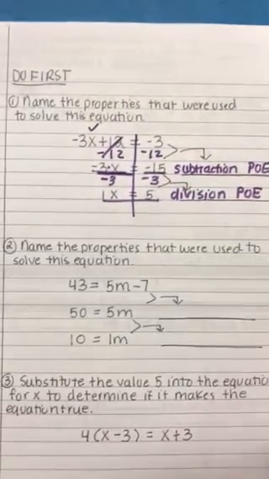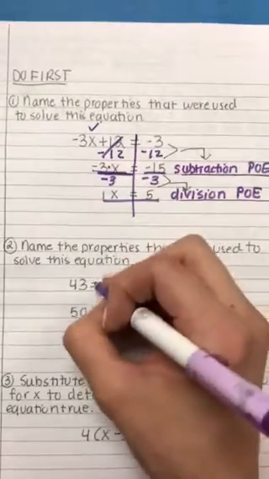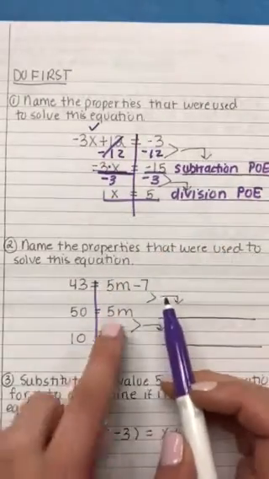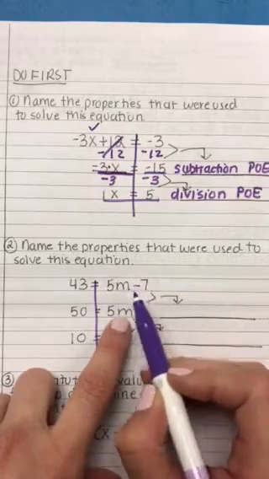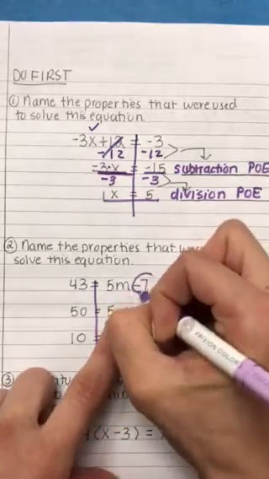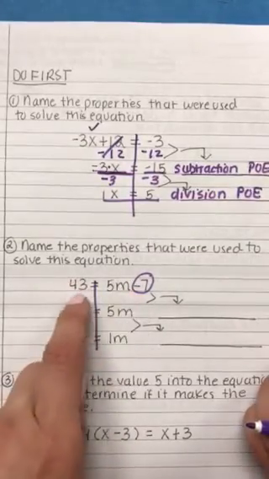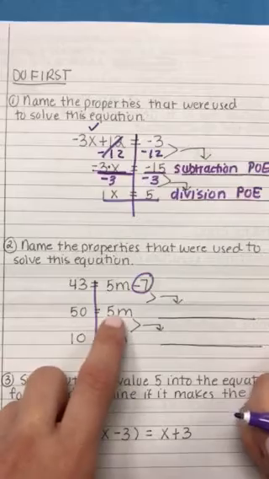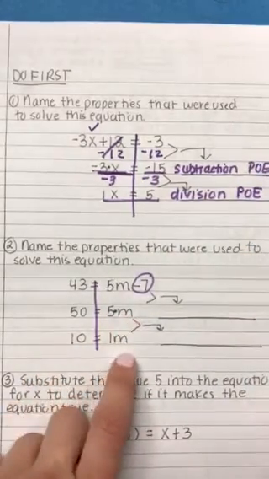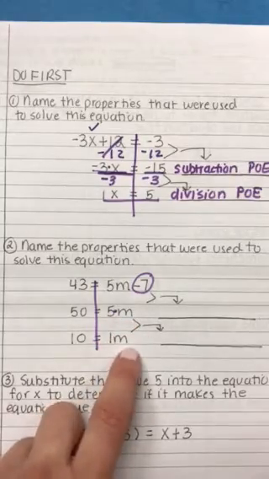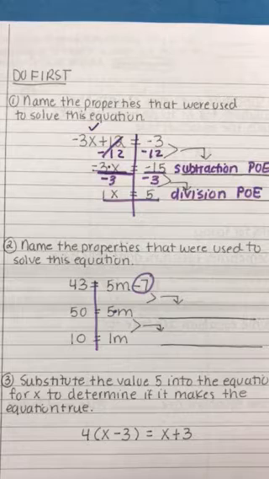All right, okay, so this one is yours. It says name the properties that were used. Go ahead and draw your river. And I want you to think about how they would have gotten from here to here. They got rid of this negative 7. I want you to think about how that happened and what would have happened on both sides. And then here, they took this multiplication of 5 and m and got to 1m. How did they undo that multiplication? And you're going to write that here. So pause the video and finish that.